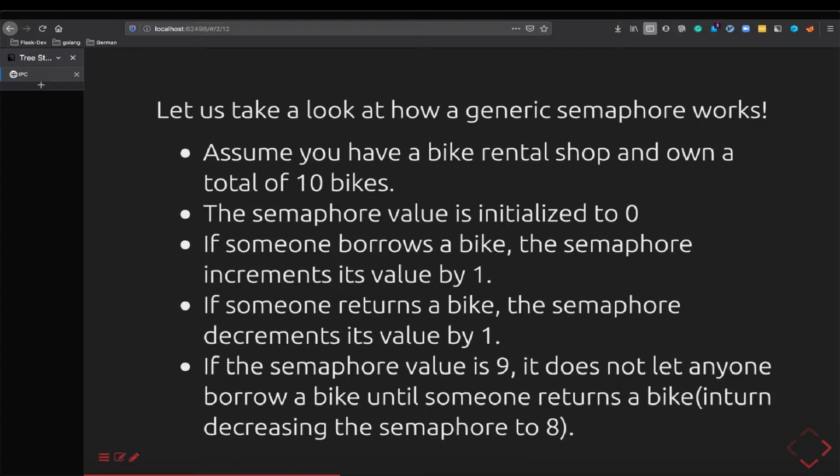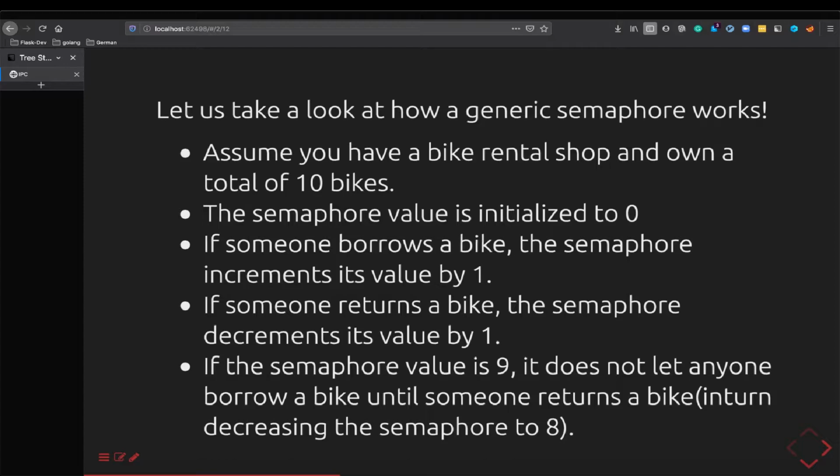Okay. So as soon as someone borrows a bike, the semaphore value becomes 1. And if someone comes back and returns a bike, the semaphore value is decreased by 1. Okay. So let's assume 4 people rent a bike and 1 person returns it. The semaphore value is going to be incremented from 0 to 1, 1 to 2, 2 to 3, and 3 to 4, because we have 4 bikes which are rented out. And since 1 person is returning the bike, it becomes 3 from 4.